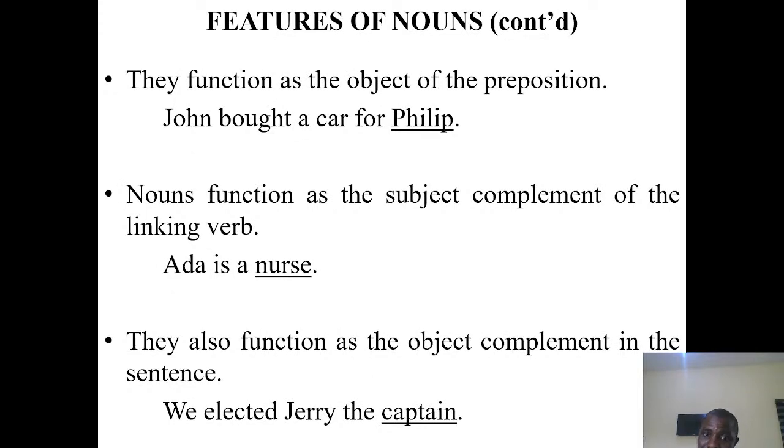And the captain here is an object complement because it is referring to the indirect object in the sentence. It is referring back to Jerry. We elected Jerry the captain. Who is the captain? Jerry. So these are the functions of nouns. Read more and you will see it.